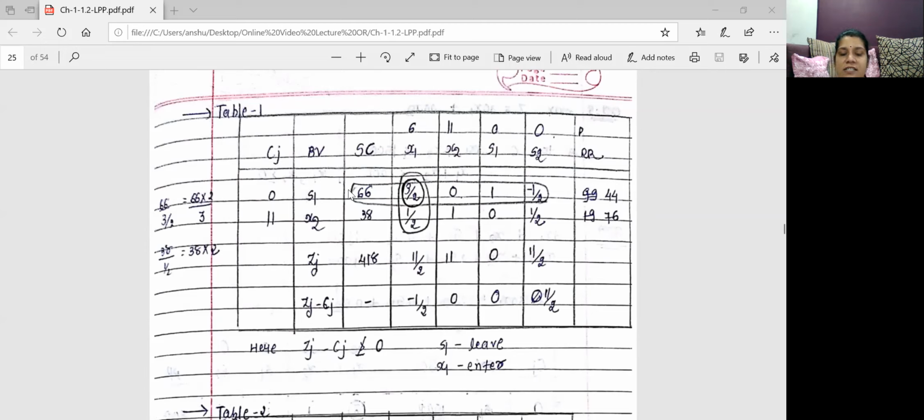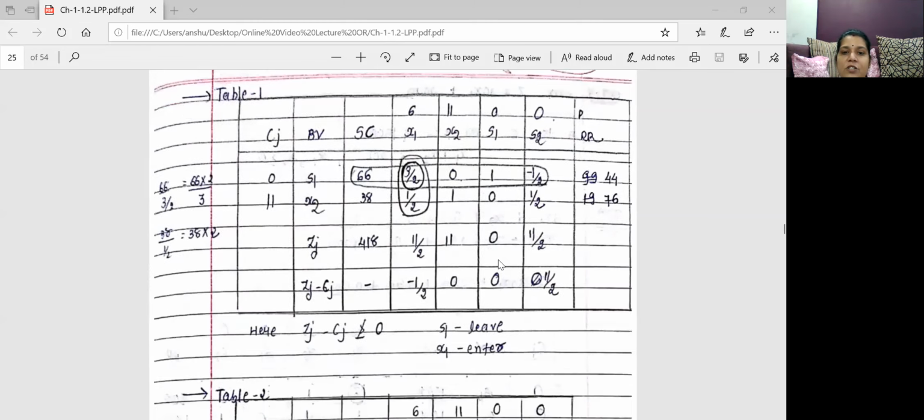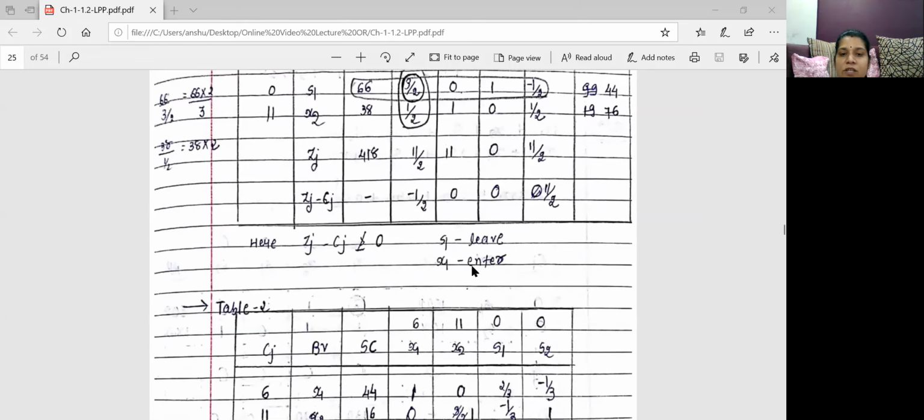That means 66 divided by 3 by 2, that means 44, and 38 divided by 1 by 2, that means 76. Okay. So what is the minimum value? The minimum value is 44. That means our key row is S1. S1 is our key row. That means S1 leaves. Okay, so S1 leaves and X1 enters.